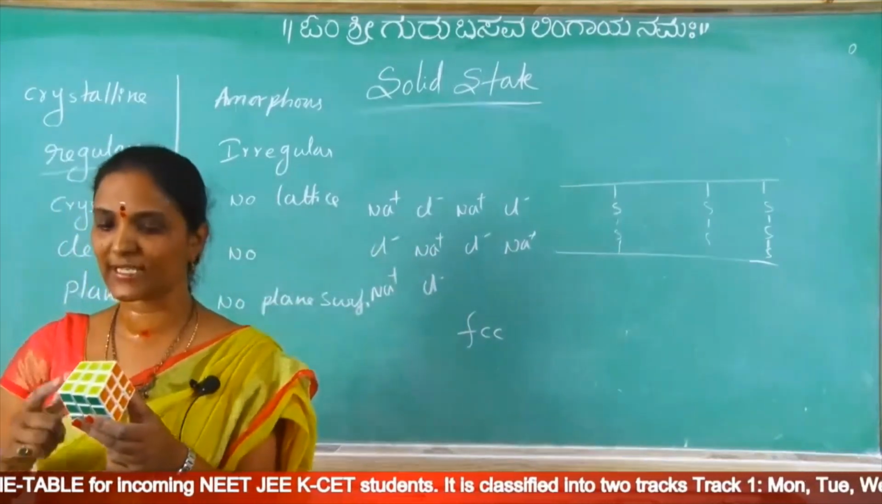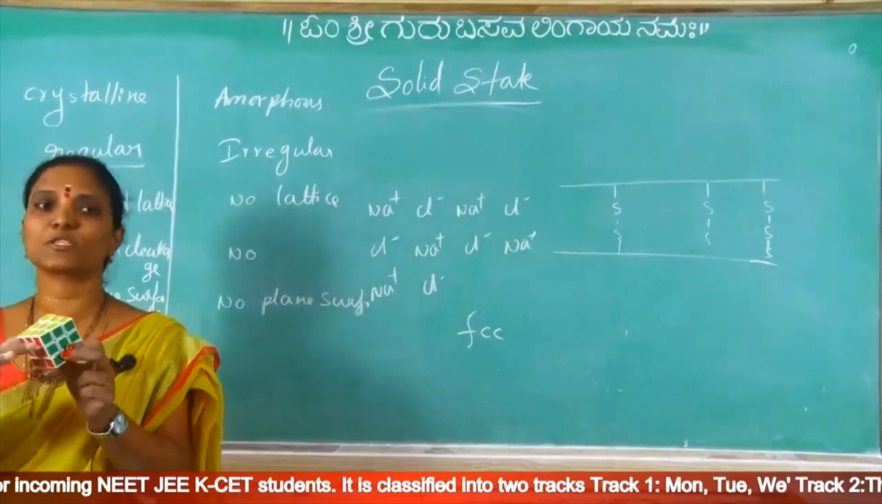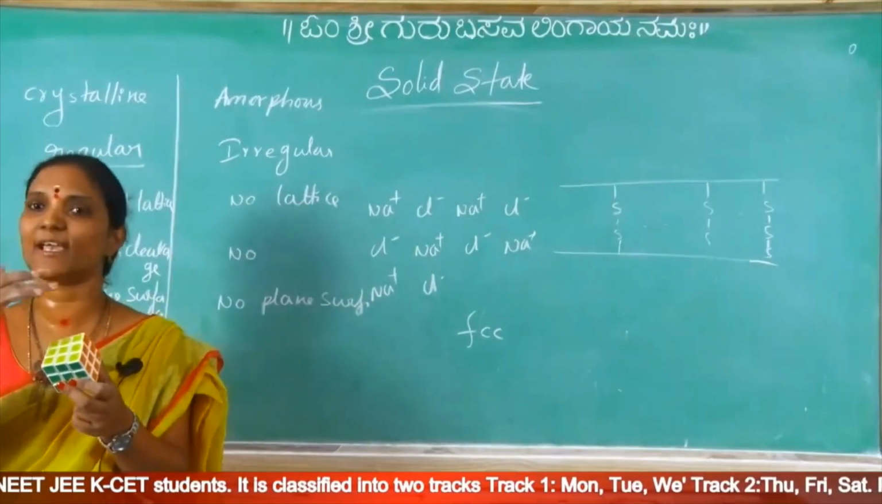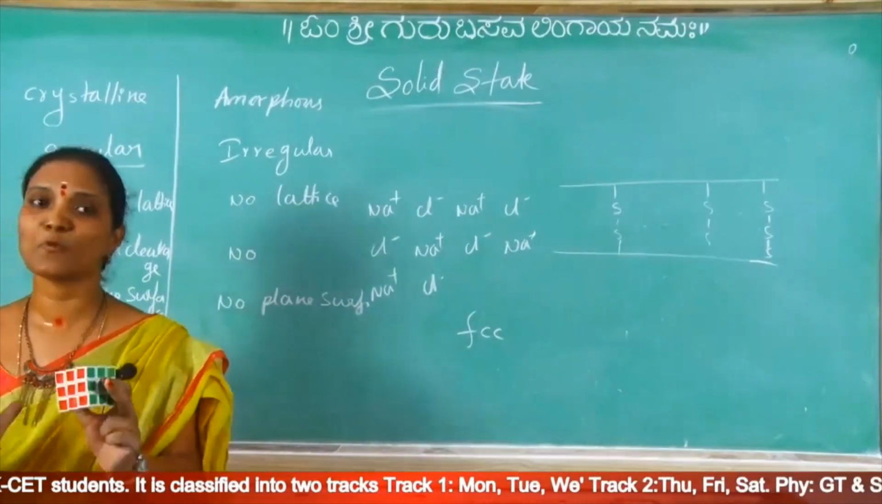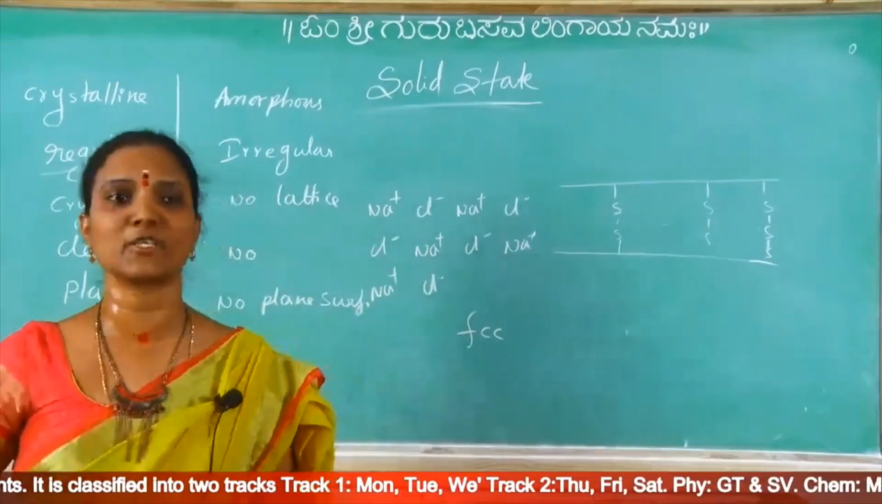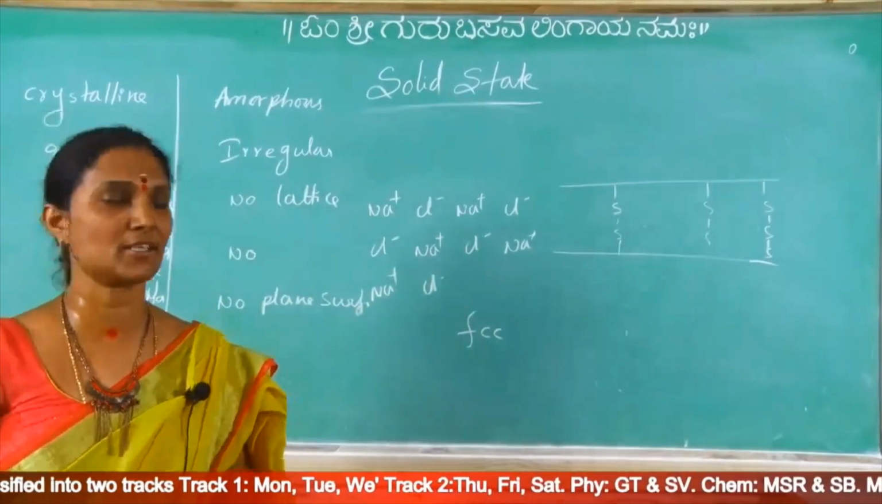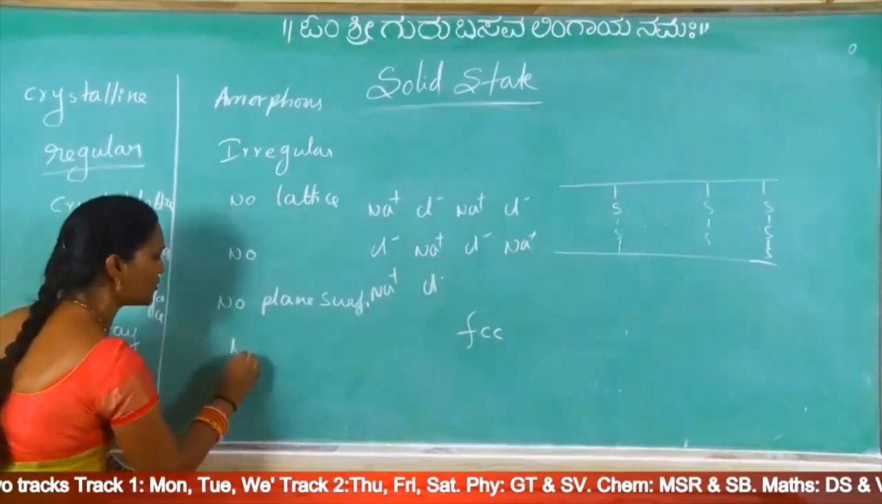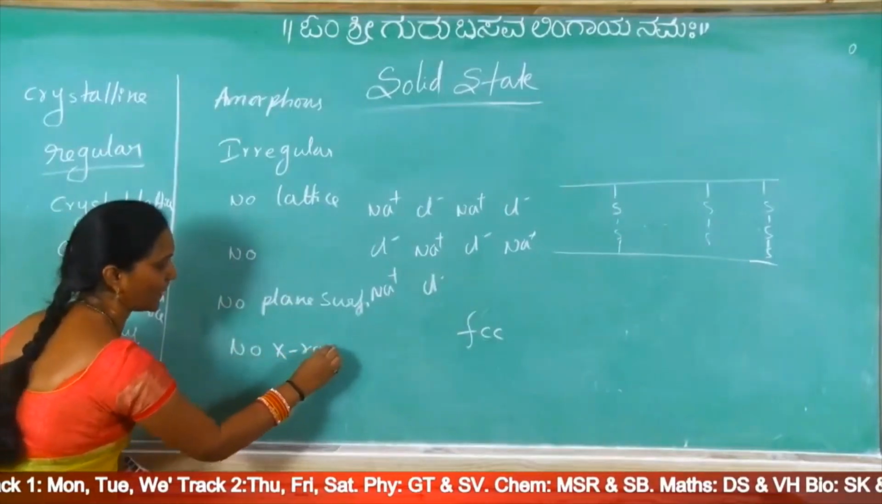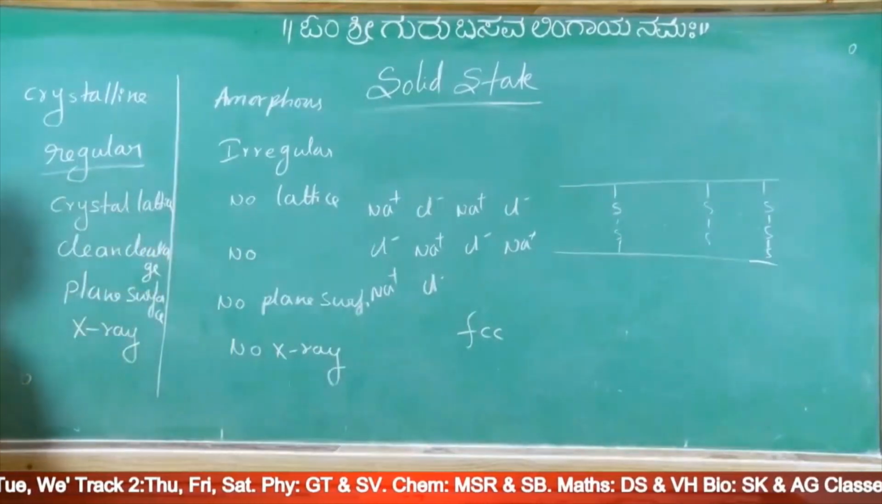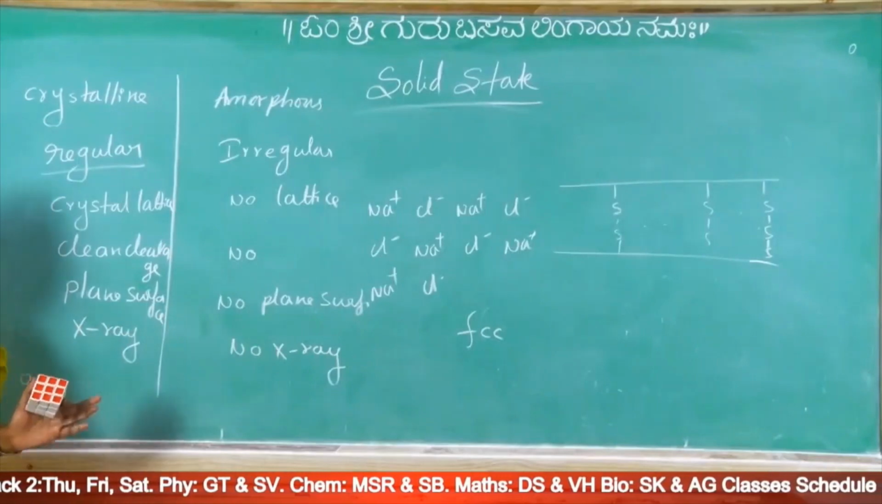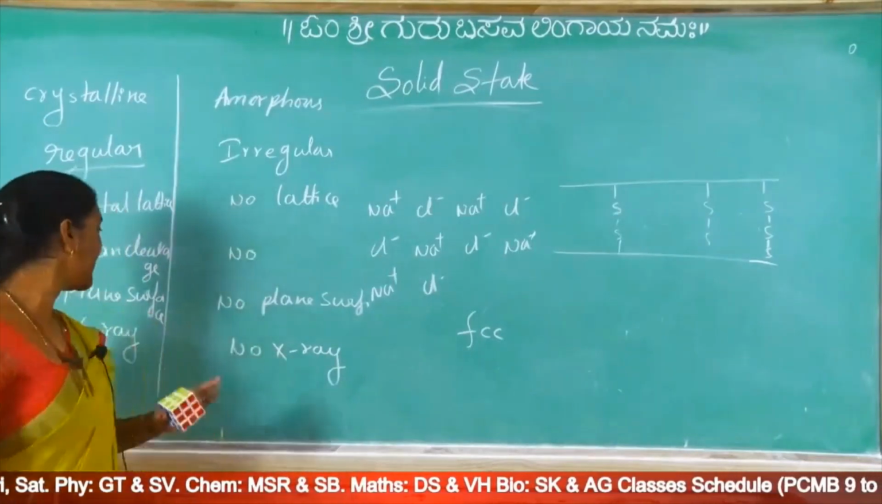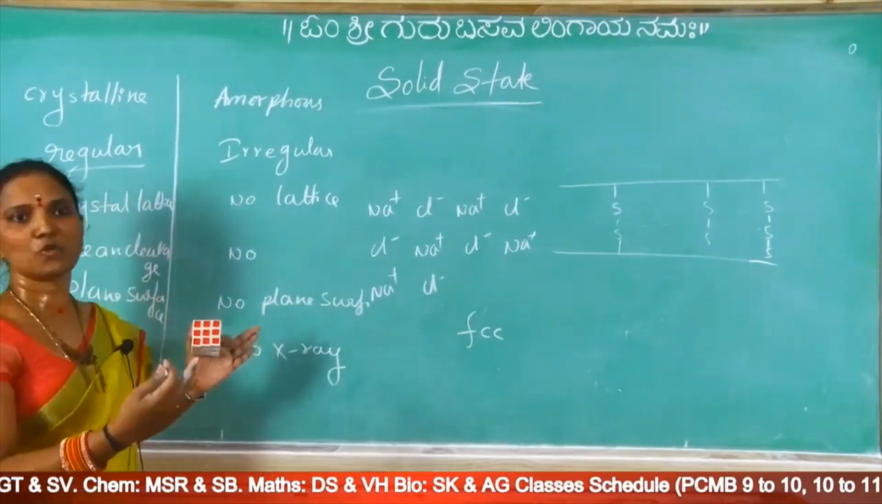Regular arrangement is there, clean cleavage is possible, so we are getting a plane surface. Then X-ray diffraction is possible, so X-ray diffraction is possible in crystalline solids. Here is irregular arrangement, that's why no X-ray diffraction. No X-ray diffraction in amorphous solids. Crystalline solids show X-ray diffraction. Here a plane surface is there, there no plane surface.